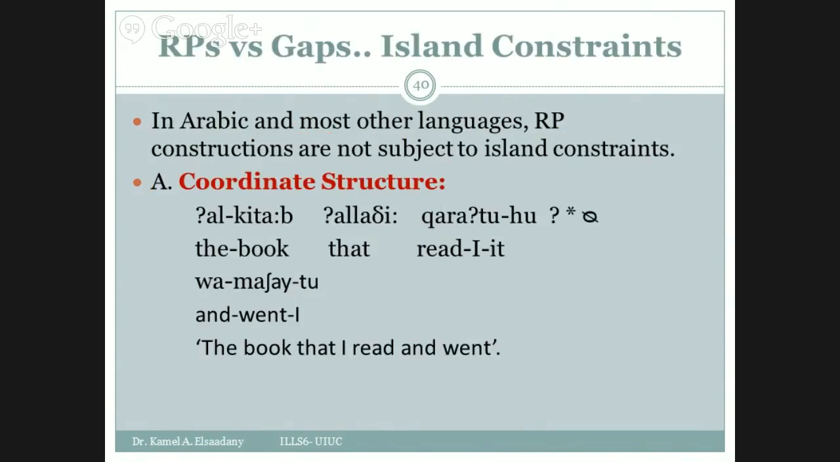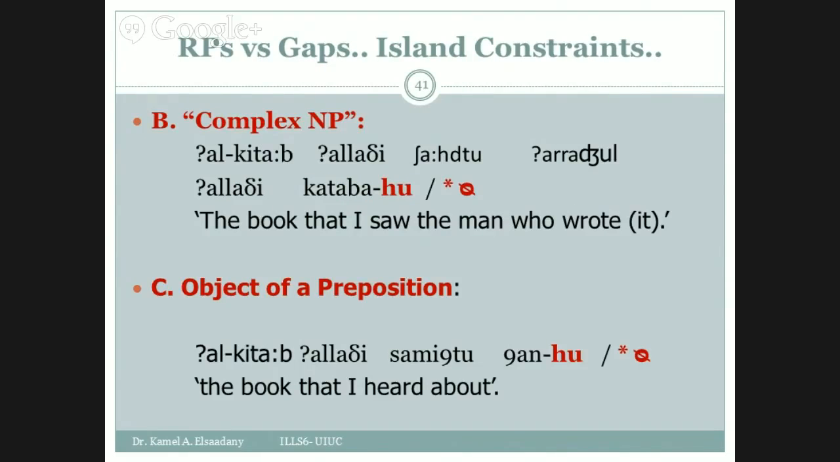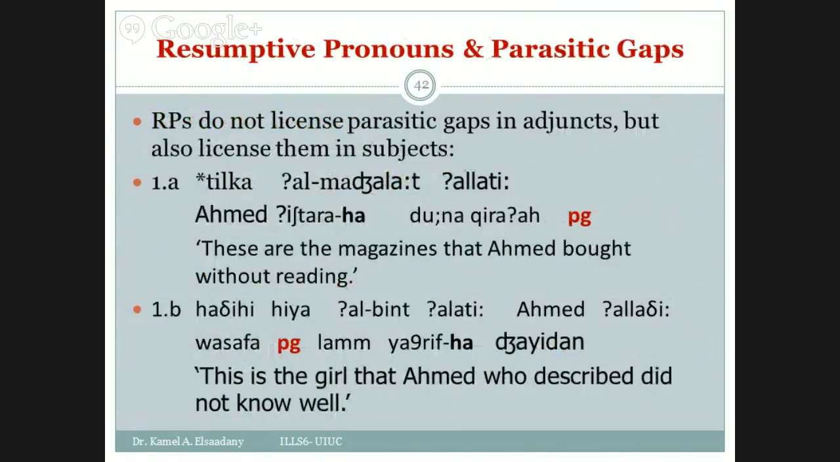So I provided now for the island constraints also the coordinate structure here, the complex NP, the object of a preposition, and here the parasitic gaps.